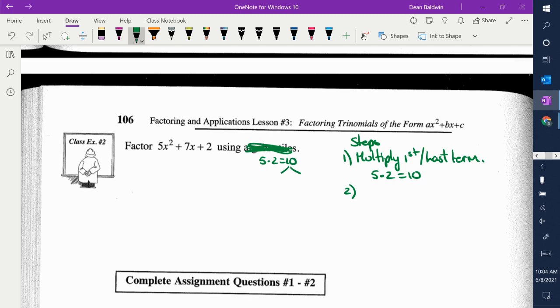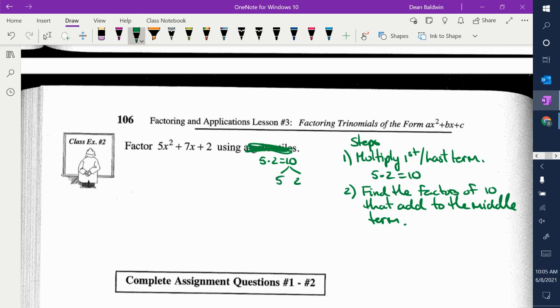Then find the factors of 10 that add to the middle term. So i.e., what multiplies to 10? This is like the other stuff we did. What multiplies to 10 and adds to 7? 5 and 2. I know, it's magic.